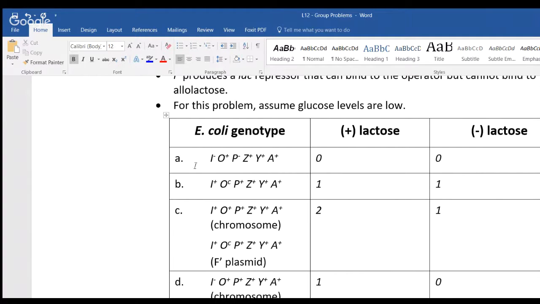For part C, we're going to get grade 2 for the yellow in the presence of lactose, because both of them can transcribe it. But if there isn't lactose, the F plasmid is the only one that can transcribe, because the other one can be turned off because it has a functioning operator.